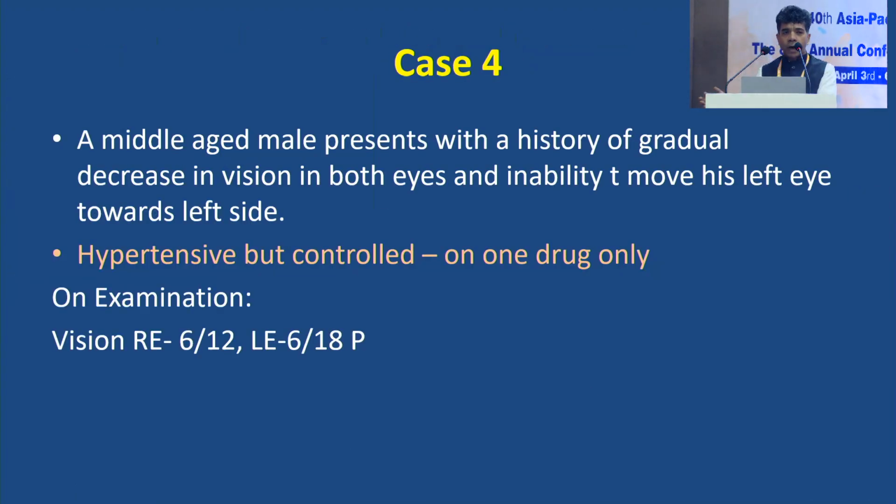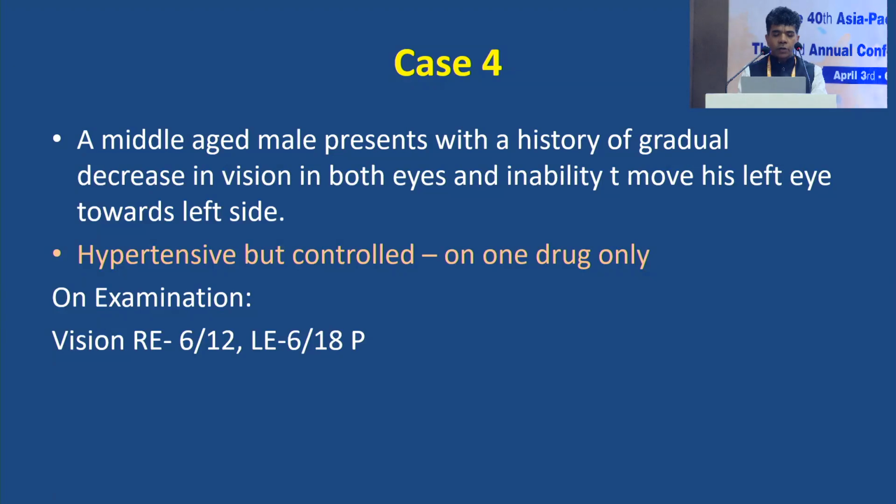This is now a different one, with oculomotor deficits. A middle-aged patient with a history of gradual decrease in vision in both eyes and inability to move his left eye towards the left side. That means abduction. Importantly, this patient was hypertensive, but controlled on one drug only. I checked all that in the chart, and it was controlled.